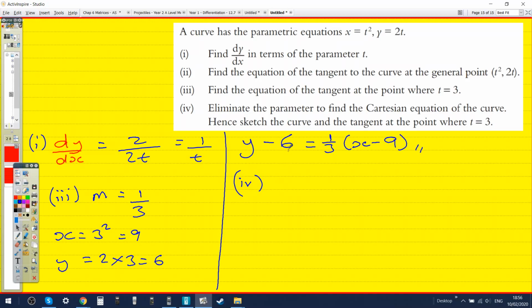Okay, so they want to get rid of t, right? The only thing I can think about is integrating. Make t the subject.